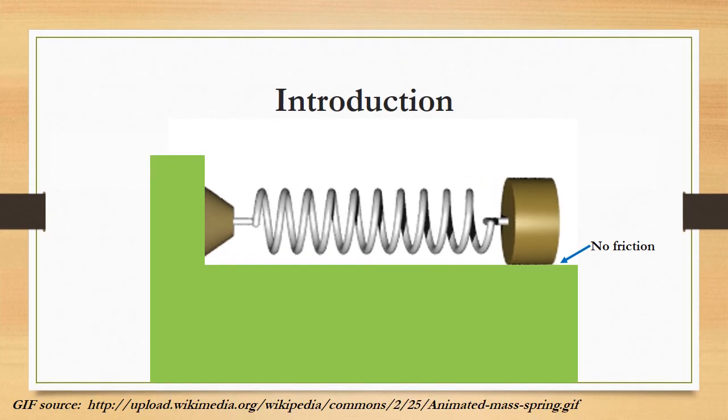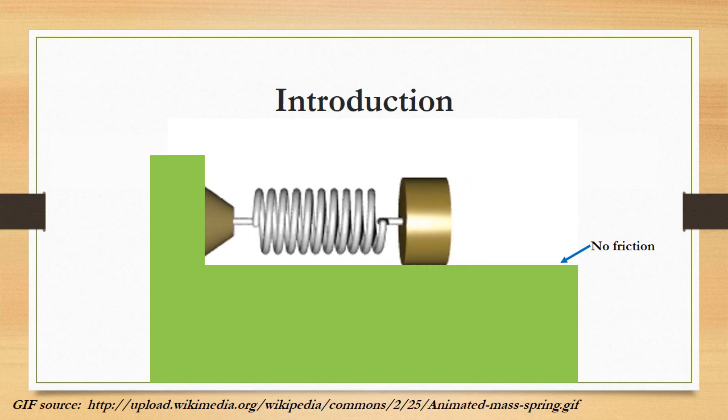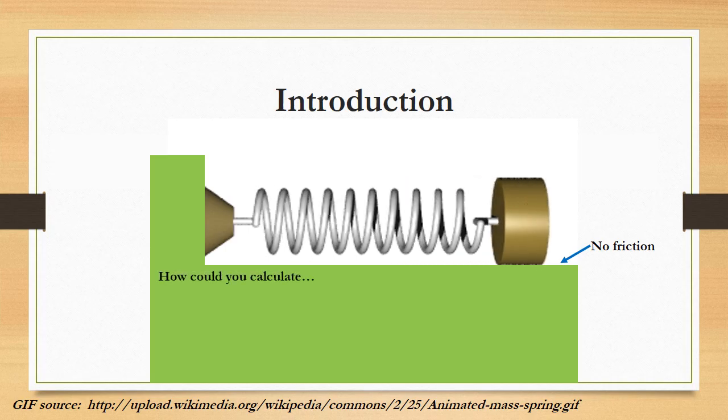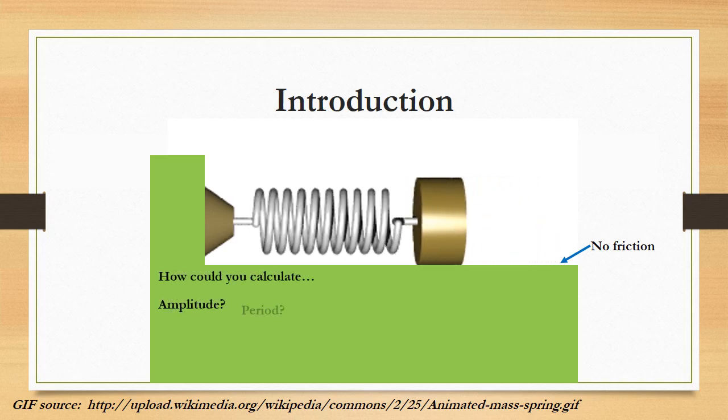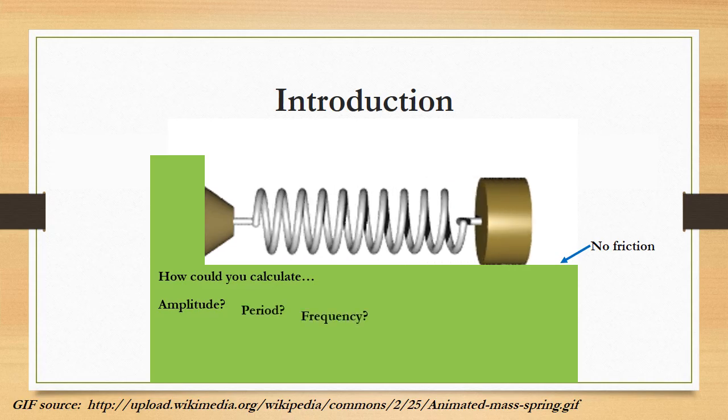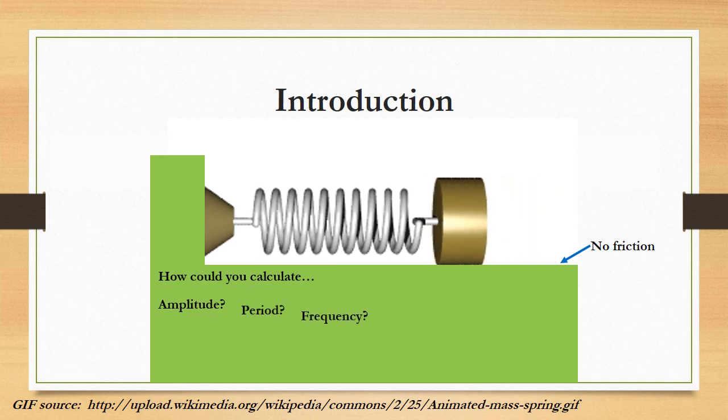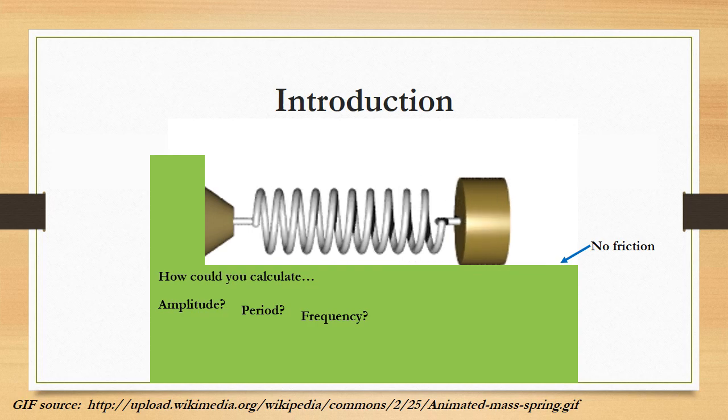Take a look at that same thing. So what I want to ask is, how could you calculate a few quantities? If I asked you to find the amplitude, or the period, or the frequency, well, we know period and frequency are just inverses of each other, right? If you know one, you just do 1 over it to get the other. T equals 1 over f.